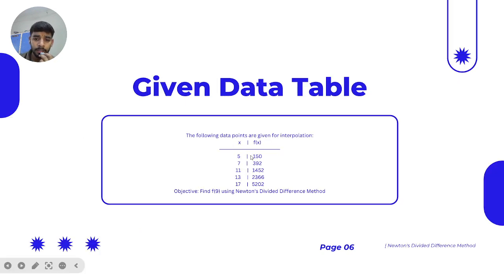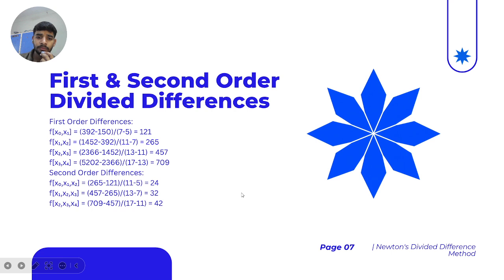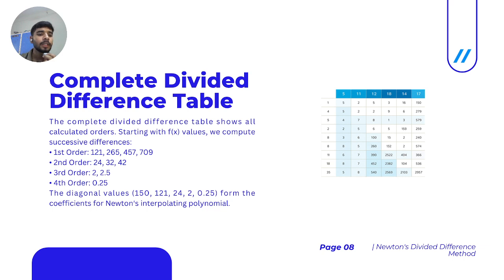Here we will make a table of x and f(x). Now we will find the first order differences of the given points as shown in the video, and now the second order differences required by the formula for finding f(9). Now the complete divided difference table here shows all calculated orders starting with f(x) values. We compute successive differences: first order, second order, third order, and fourth order. The diagonal values 150, 120, 24, 2, and 0.25 form the coefficients of Newton's interpolating polynomial.